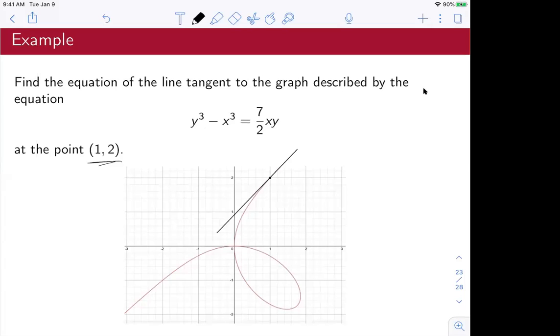So you know right off the bat that your tangent line looks like y minus, well, you know the y value is 2. So y minus 2 is equal to m, which is the whole point in this problem, finding the slope, times x minus 1, right?